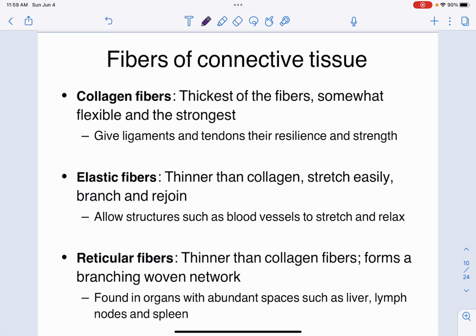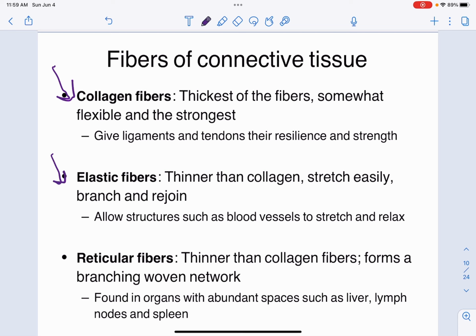we need to talk about the types of fibers that you're going to see when you're looking at the connective tissue. So first, let's talk about collagen fibers. Collagen fibers are the thickest of the fibers that you will see. They are somewhat flexible, but they are also the strongest. They are what give ligaments and tendons their resilience and strength.